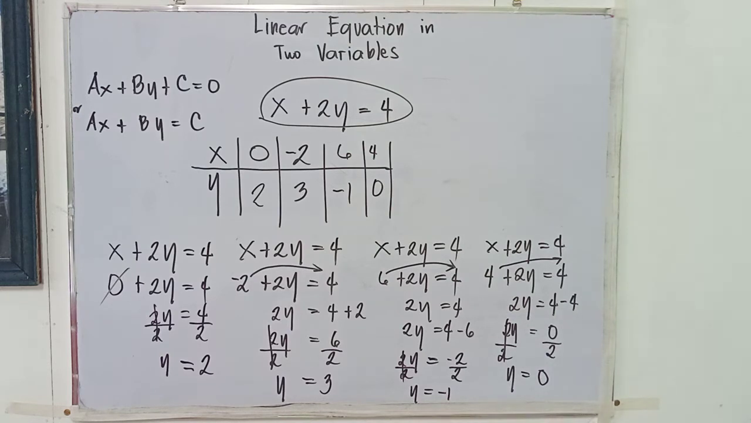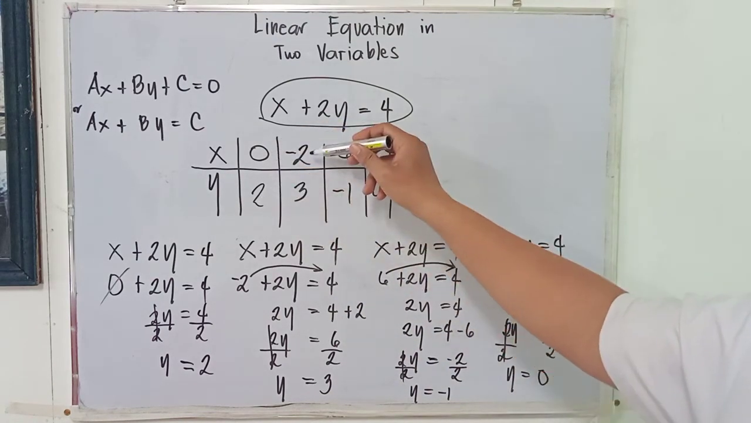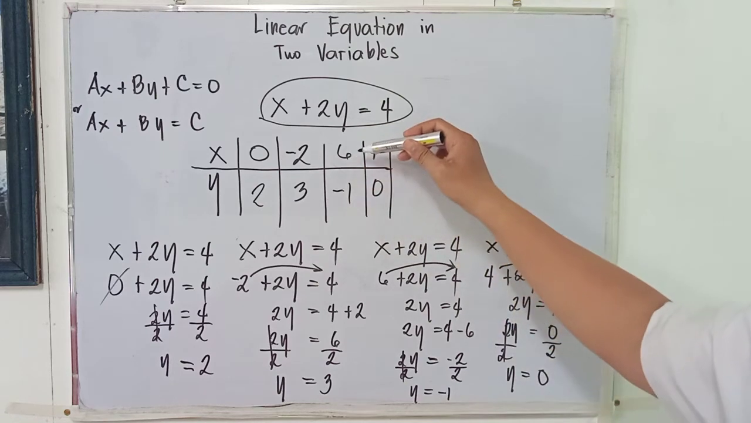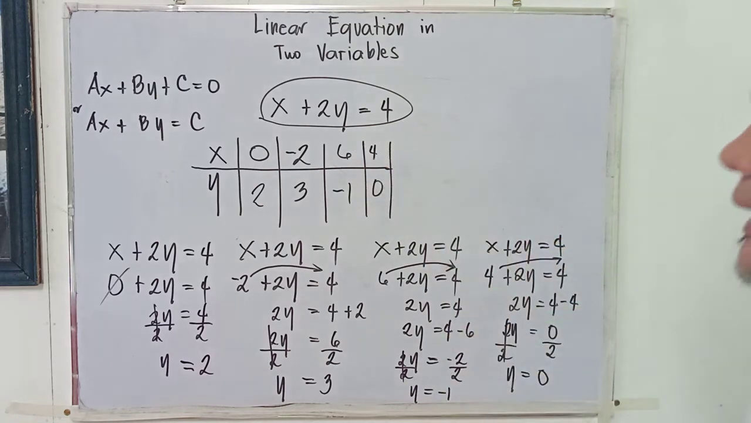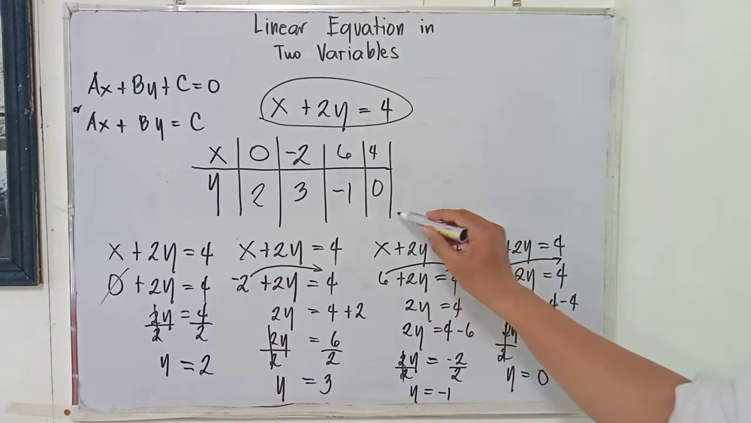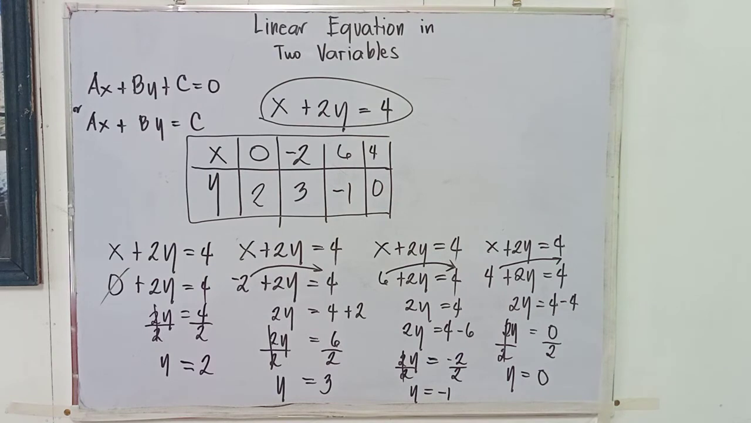Okay, so we now have x is 0, y is 2. If x is negative 2, y is 3. If x is 6, y is negative 1. If x is 4, y is 0. So we can use these values on our table of values to plot the equation using our Cartesian coordinate plane. So how are we going to do that one? So using our graphing paper, we're going to graph those points.